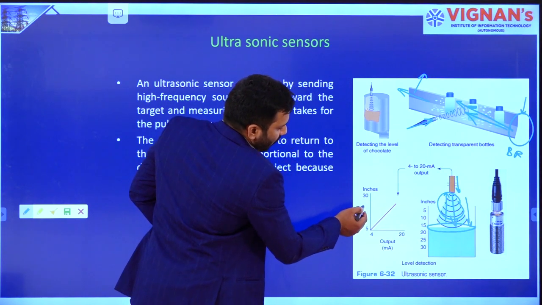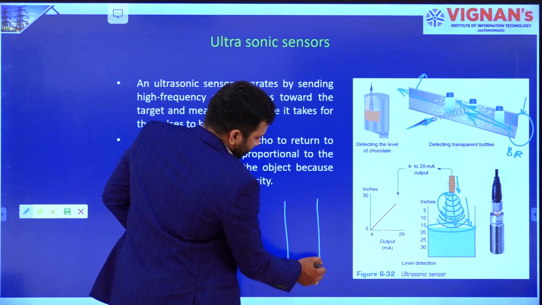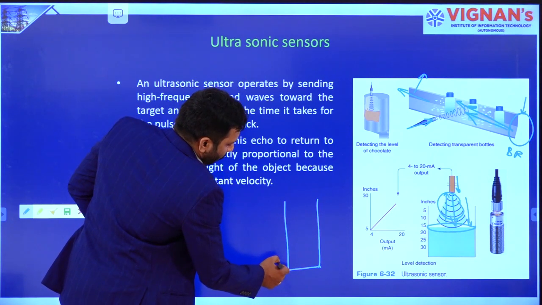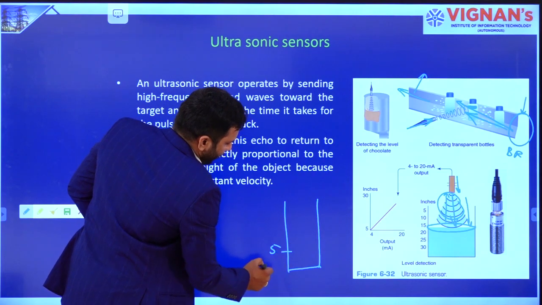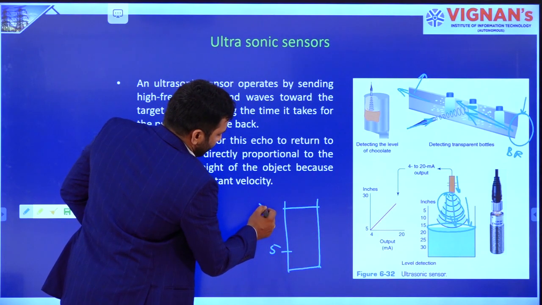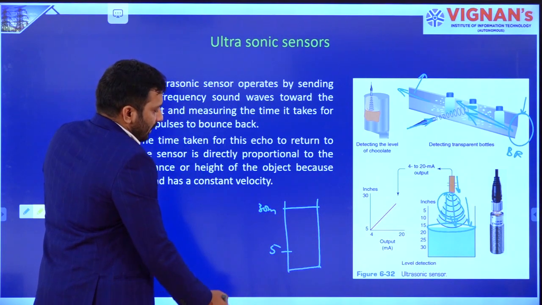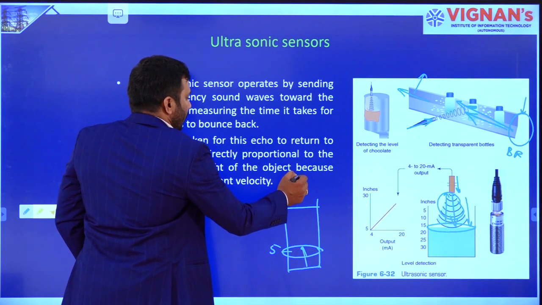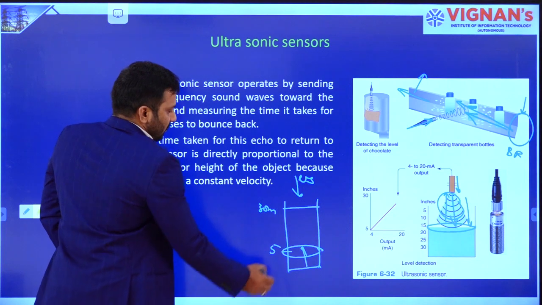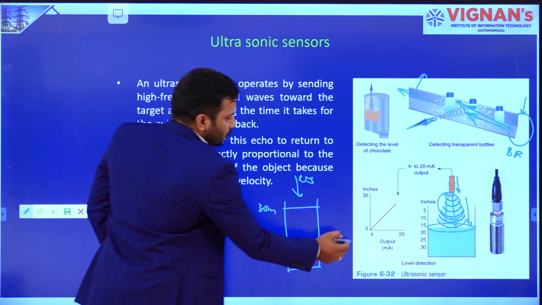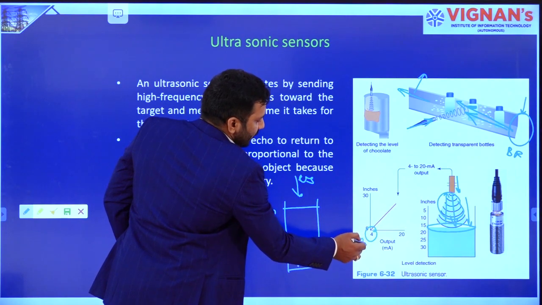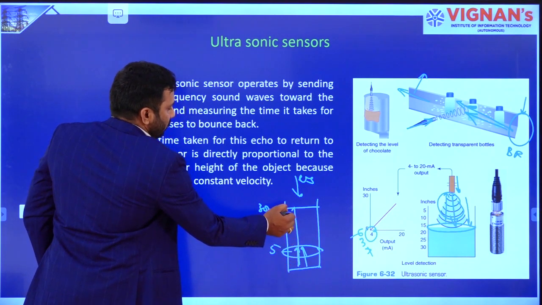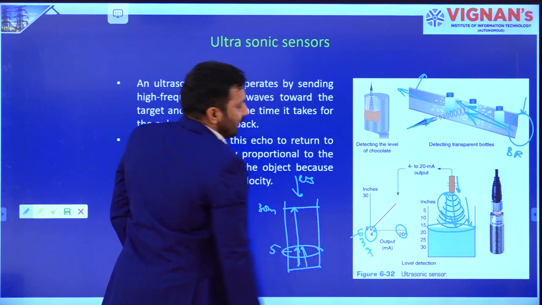For example, if this is the tank, and you set this particular value here, 5 meters, and this is 30 meters. If you use an ultrasonic sensor and the liquid is at the level of 5 meters, this sensor is going to give 4 milliamps current. When it is filled to 30 meters, it is going to give 20 milliamps current.